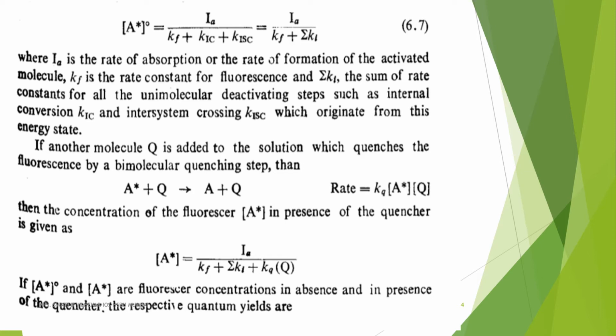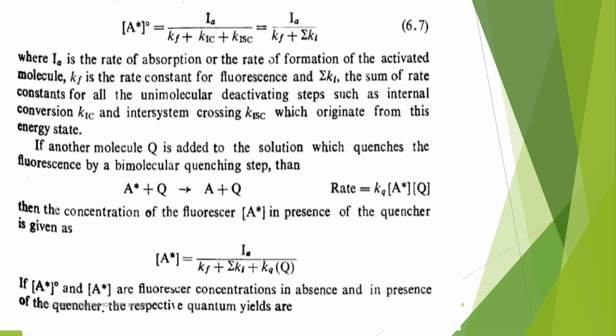Now if the quencher molecule is present, what will happen? The excess energy of the fluorophore will be given to the quencher, and the rate equation can be written as Kq times the concentration of reactants. So here the rate is equal to Kq times A star naught into the concentration of Q. So the concentration of fluorophore in the presence of quencher can be written as Ia divided by Kf plus summation Kt, and there will be the addition of a factor, that is Kq times the concentration of Q.